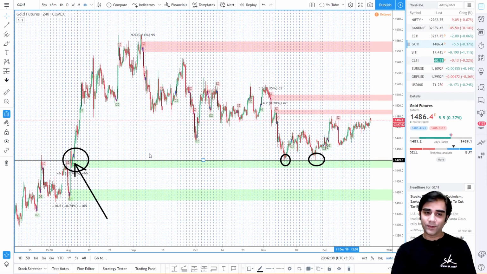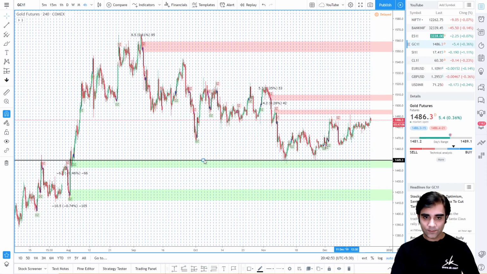So can you see the area of support gets created because of demand. So if you know how to identify demand and supply, you are one step ahead of support and resistance, because you are trying to take trades where later areas of support and resistance can get formed. Let me show you a few more examples.